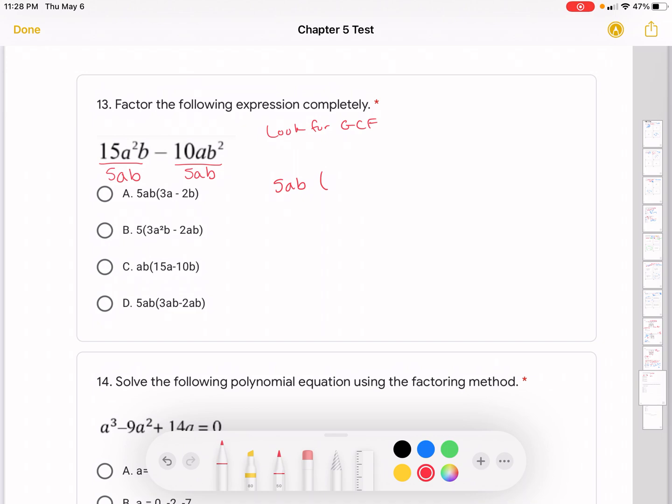And I can divide to see what that was multiplied by to get the original expression. So 15 divided by 5 is 3. A squared divided by a is a. And b divided by b, the b's cancel. Then 10 divided by 5 is 2. Here my a's cancel. B squared divided by b is b. So these would be my factors. I can't factor the inside anymore because there's no exponents there to show that it was multiplied to get that.